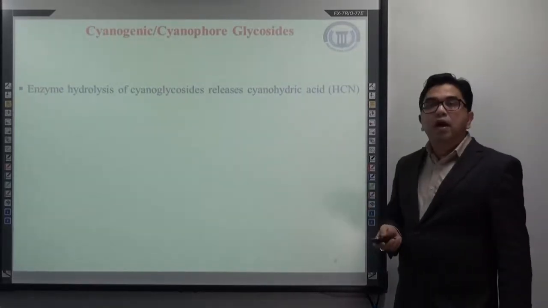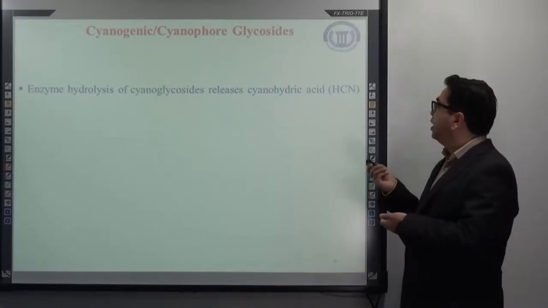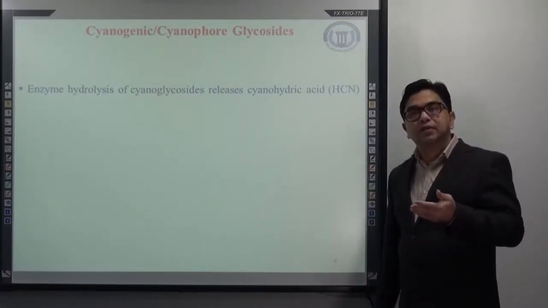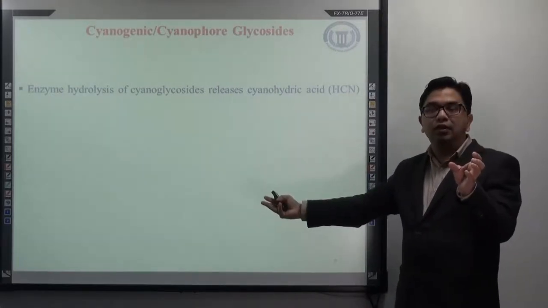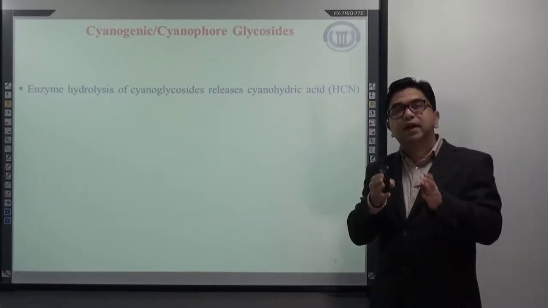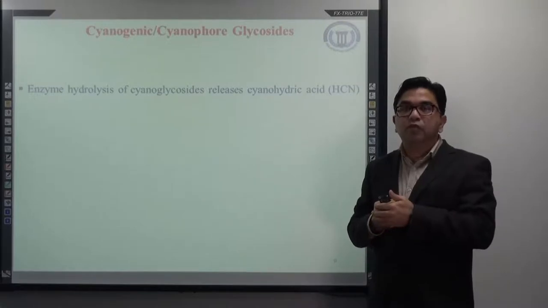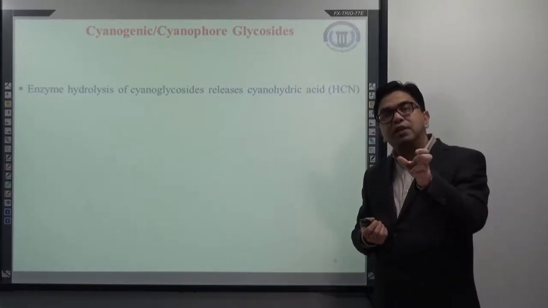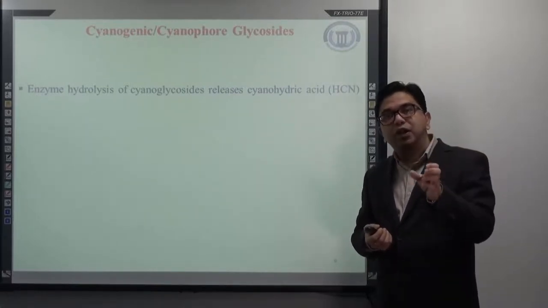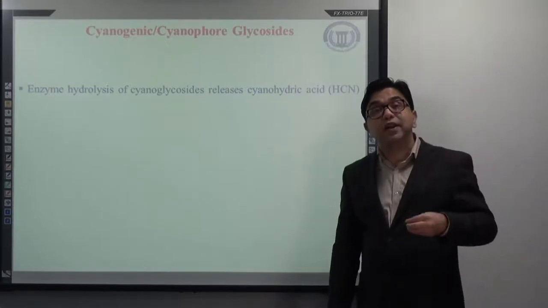Now the enzyme hydrolysis of this cyanogenic glycoside releases cyanohydric acid. So what we are talking about is the opposite process of cyanogenesis. Cyanogenesis is the synthesis of cyanogenic glycoside. So plants synthesize cyanogenic glycoside as a defense mechanism and store it inside. It does not use the cyanogenic glycoside until there is a need. So when there is a need, the plant will cause the hydrolysis of the cyanogenic glycoside that was synthesized by the process of cyanogenesis. And the hydrolysis of cyanogenic glycoside will result in the formation of HCN, that is cyanohydric acid, which is very toxic in nature.